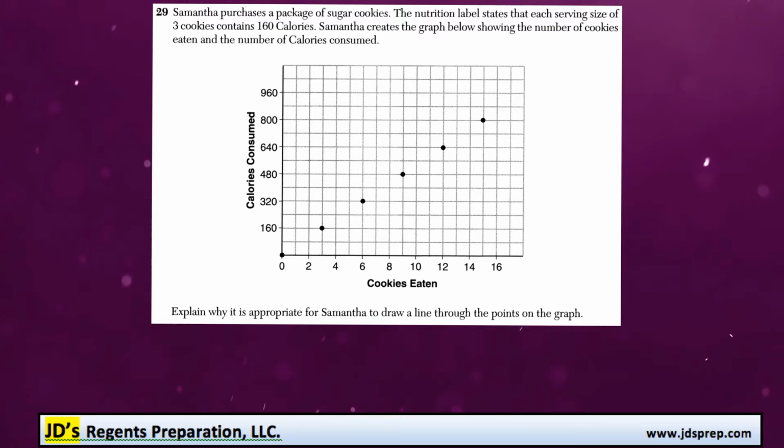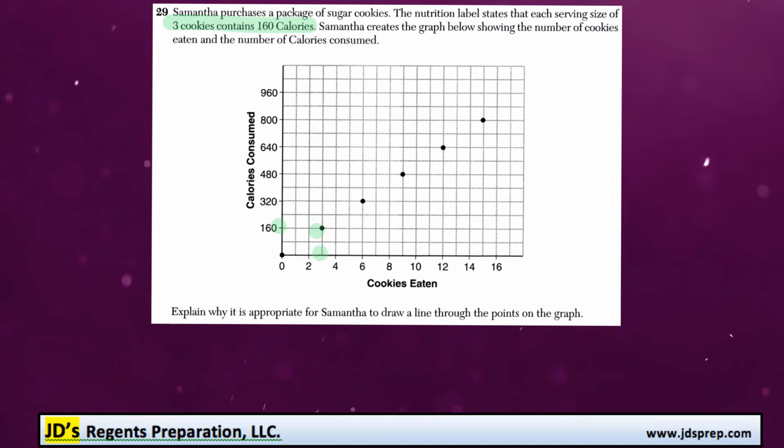This is problem number 29 from the August 2017 Algebra Regents exam. It says that Samantha purchases a package of sugar cookies. The nutrition label states that each serving size of 3 cookies contains 160 calories. So we can see on the graph, for every 3 cookies that are eaten, 160 calories are consumed.